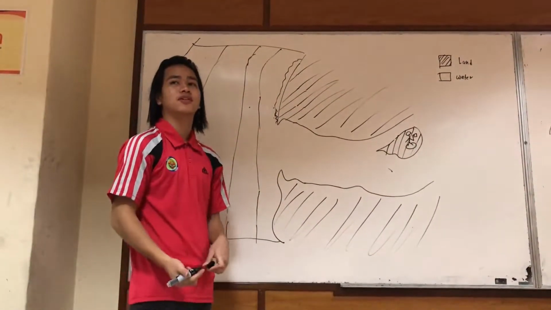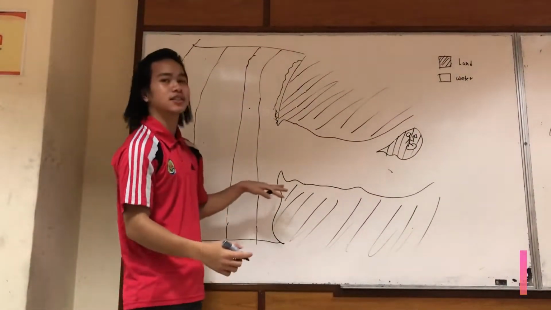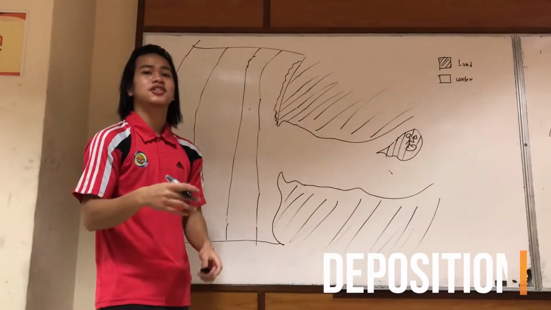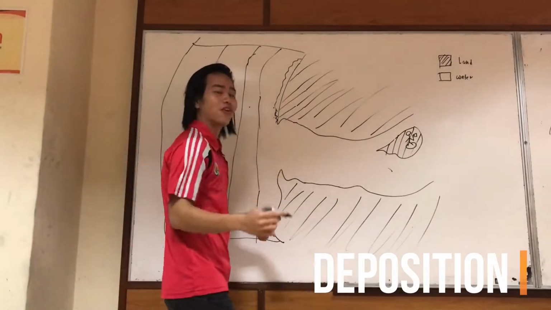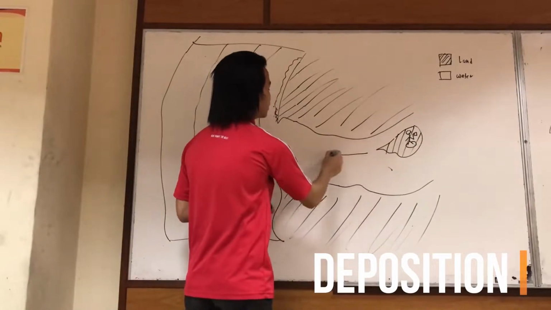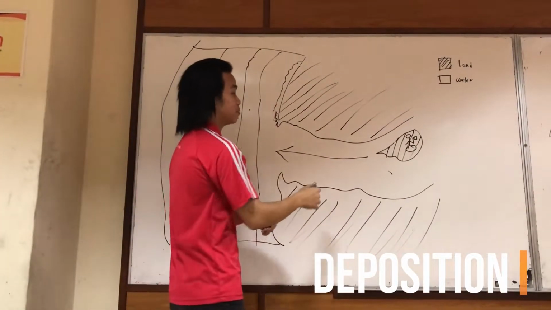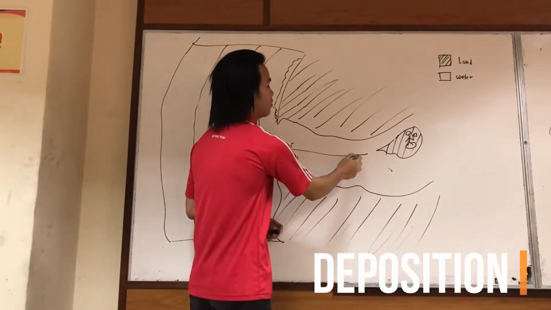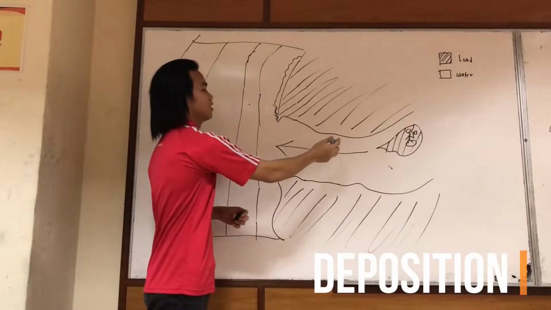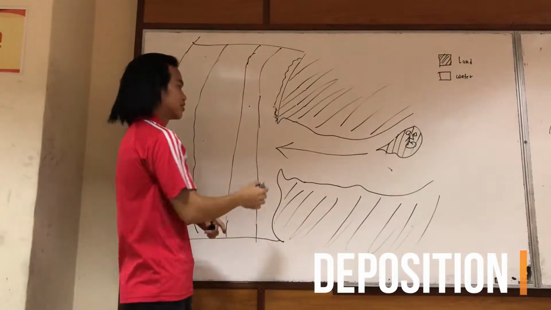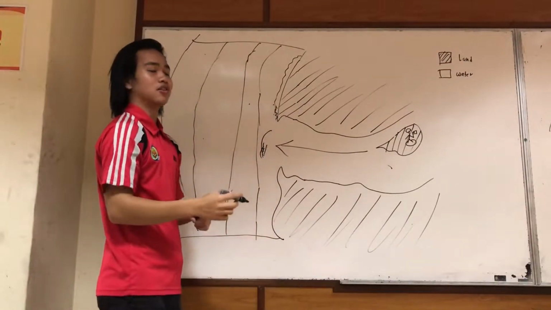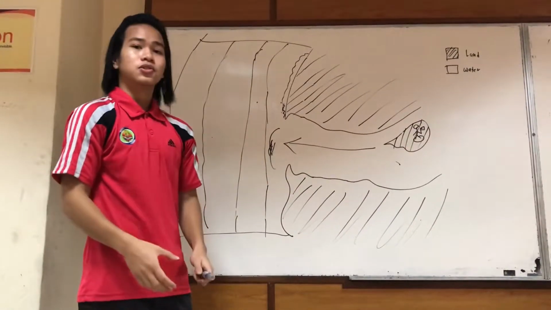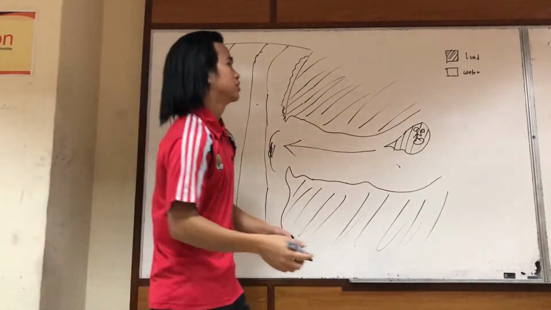Now we talk about deposition. Deposition occurs when the sedimentation supply is more than the sedimentation demand. The water flows from the river to the river mouth, which brings soil and sand from the river. When the soil and sand go to the river mouth, it stops there and they accumulate at the river mouth. This causes the deposition.